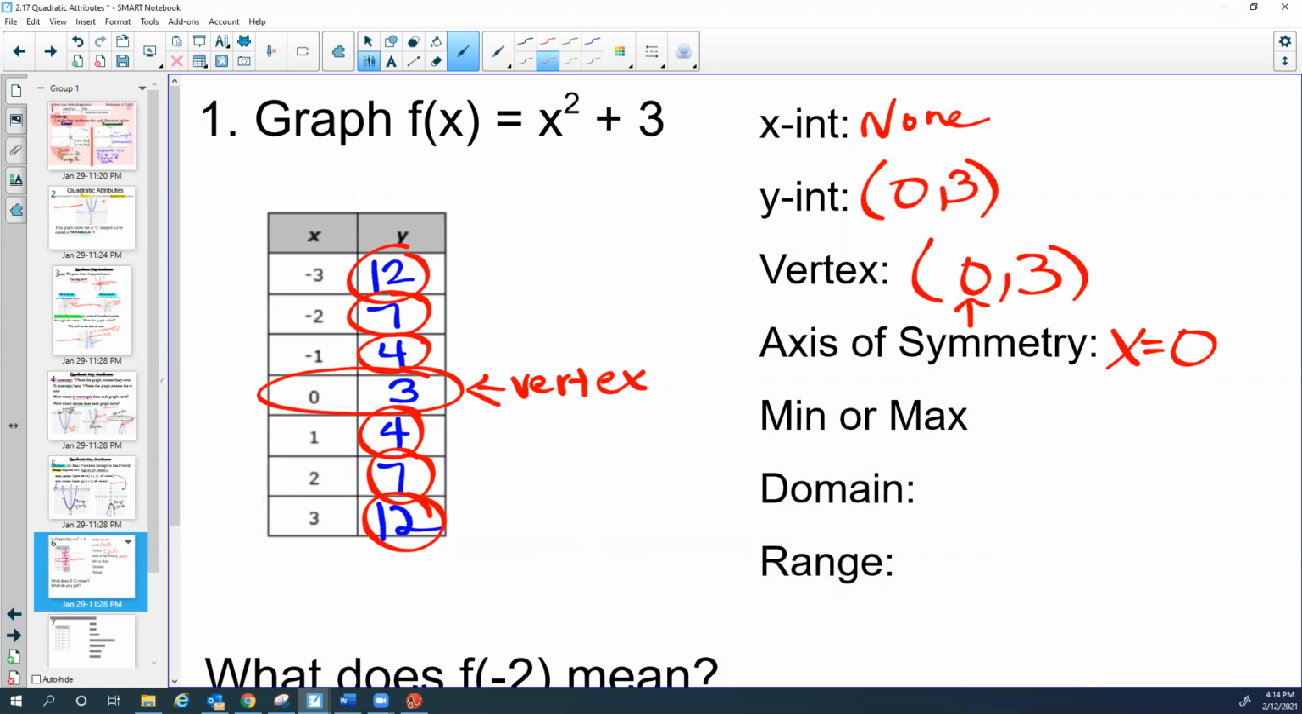Min or max? Well, look at your vertex, the y values. Are they getting bigger or smaller? I see them getting bigger, bigger, bigger, meaning I have a minimum. My domain is all real numbers. My range is y is greater than or equal to 3.